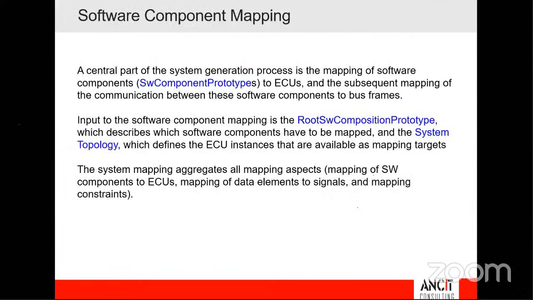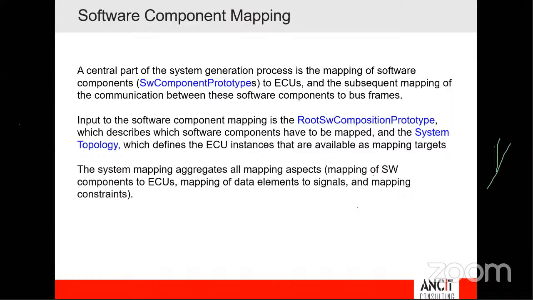Once we create a topology and a software composition, which is nothing but a black box, and you tell this is the signal that is coming out of the black box, which you call a system signal, then we go to something called mapping. All right. So in the mapping, we do a different type of mapping. The first type of mapping is the software component mapping. The software component has to be mapped to the ECU instance. That's the first step.